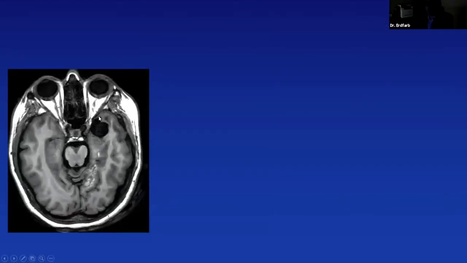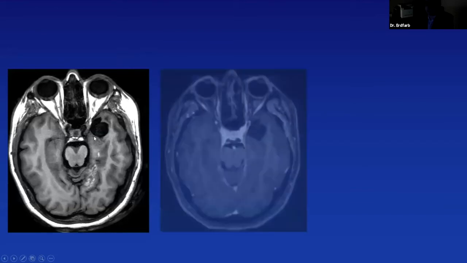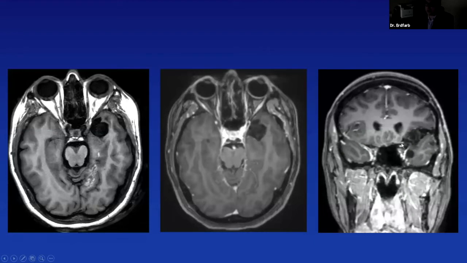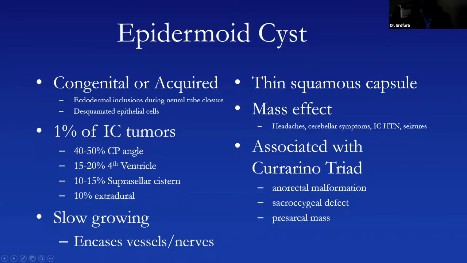here's an enhancement picture, sorry. It doesn't enhance, which is what we'd expect for this. Again, on that T2 coronal, now T1 post-contrast coronal, a similar picture. Again, not enhancing inside, heterogeneous, not simple fluid. And this is an example of your epidermoid cyst.